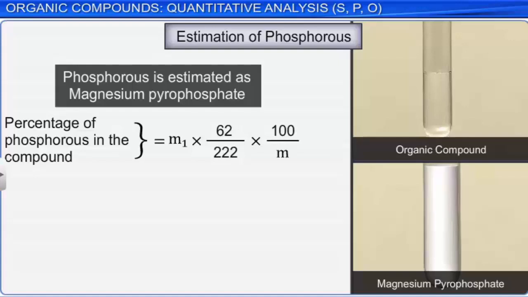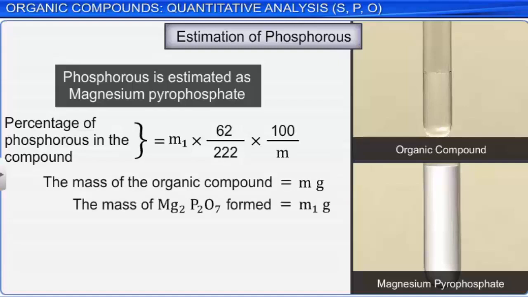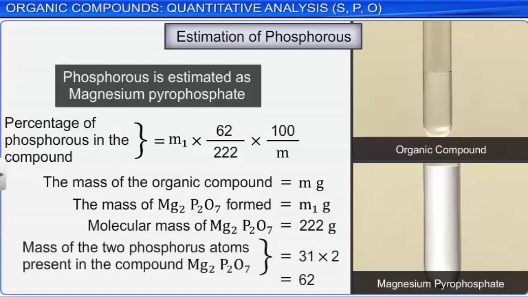Here, m is the mass of the organic compound taken. m1 is the mass of magnesium pyrophosphate formed. 222 is the molar mass of magnesium pyrophosphate and 62 is the mass of two phosphorus atoms present in magnesium pyrophosphate.